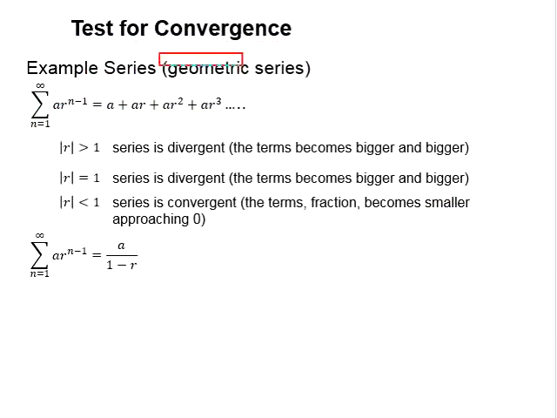Let us try this example. This is a typical geometric series. You're talking about the function here, ar to the power of n minus 1. The series will look something like this. The power of r here will increase along the way, and you're talking about the summation of the series. In order to determine whether the series is convergent or divergent, we will have to observe if the terms become bigger and bigger, or if the terms become fractions, which become smaller and smaller.